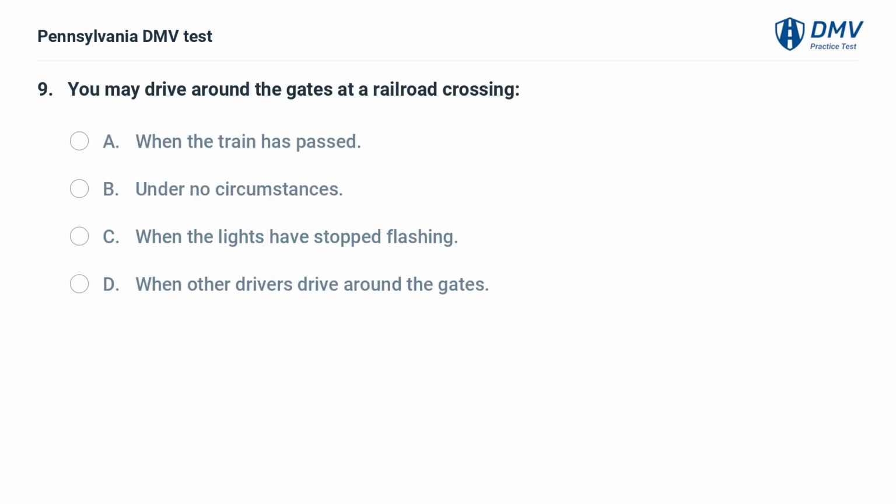You may drive around the gates at a railroad crossing A. when the train has passed. B. under no circumstances. C. when the lights have stopped flashing. D. when other drivers drive around the gates.